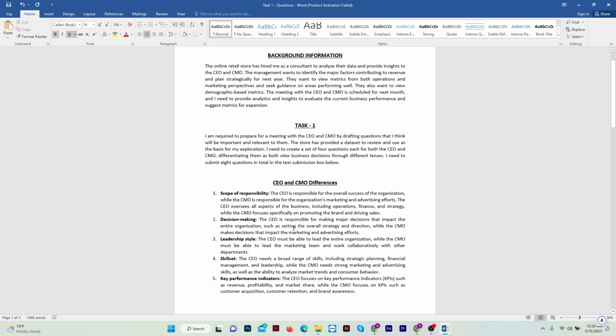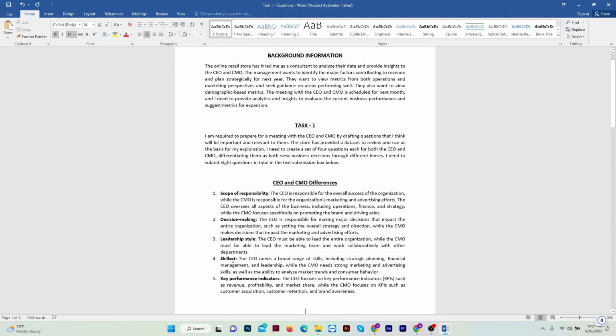The CEO is only responsible for major decisions that impact the entire organization, but the CMO is only responsible for the department of marketing and advertising. The leadership style is that the CEO should be able to lead the entire organization, but the CMO must, not should, must be able to lead the marketing team and work collaboratively with other departments.